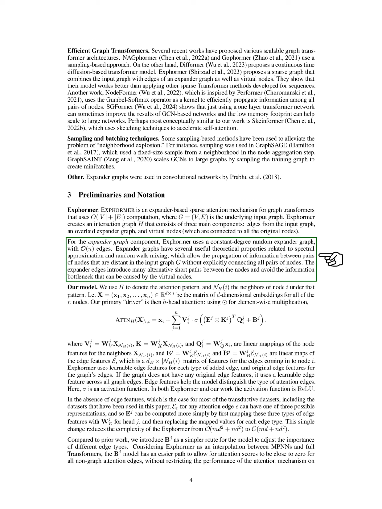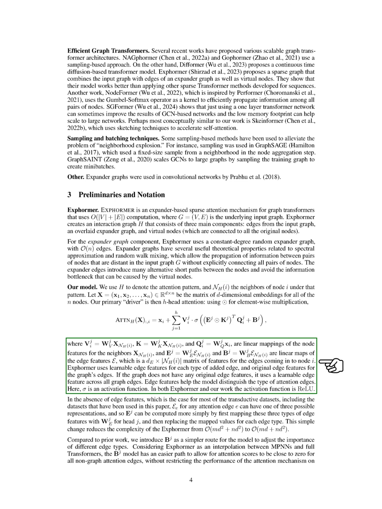In our model, we denote the attention pattern as H and the neighbors of a node i as N_H,i. We represent the matrix of d-dimensional embeddings for n nodes as X. Our main focus is on H-head attention, where we perform element-wise multiplication and apply linear mappings to node and edge features.